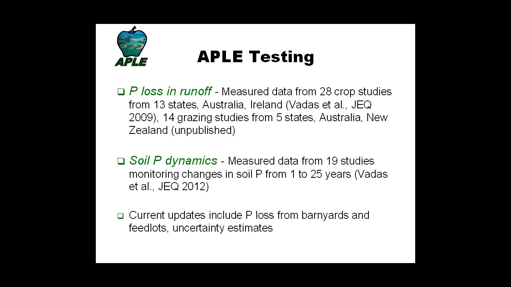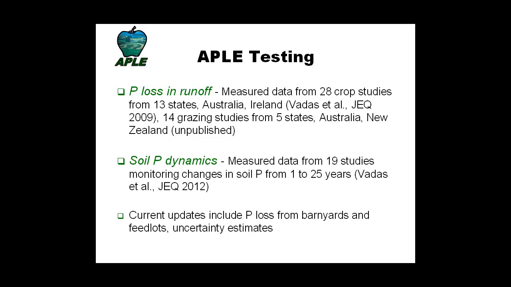For the phosphorus loss in runoff, we've had data from 28 crop studies from 13 states, even some international studies. That was a 2009 paper we had. More recently, we've looked at just grazing. We've had data from 14 studies from 5 states and internationally too.